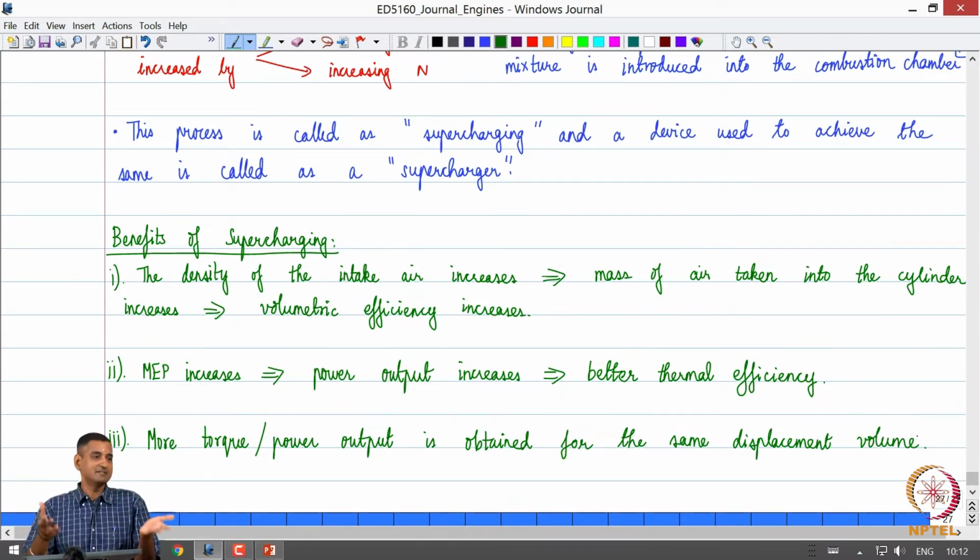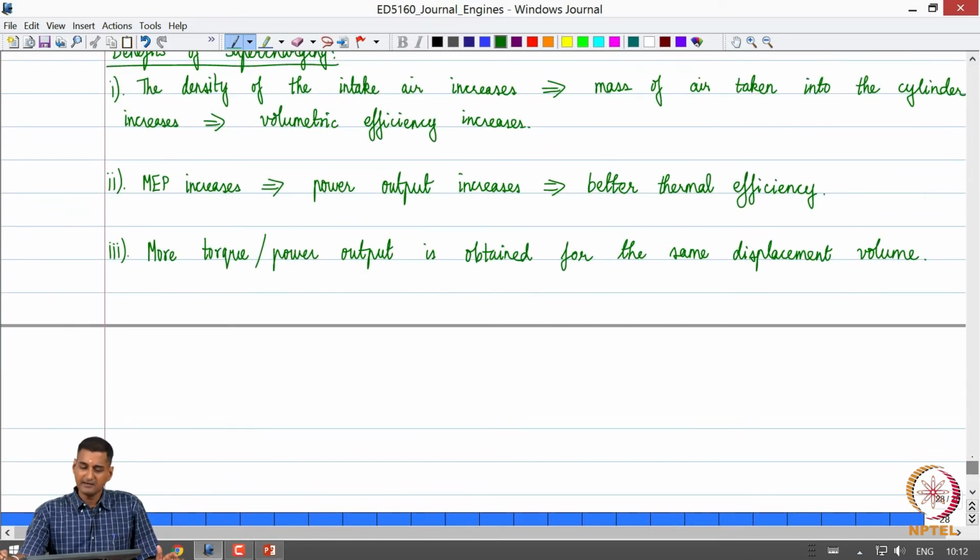If you have the same engine, the same displacement volume, the power output increases. If you want the same power output with supercharging, I can work with a smaller displacement volume. Okay. So, that is another advantage of supercharging. So, in other words, the specific power output increases and we get more power output for the same engine size, right. So, those are all benefits.